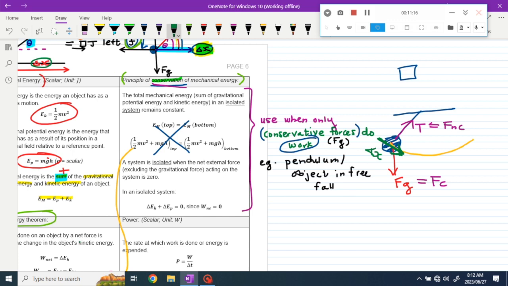Okay. Now looking at this displacement and looking at the tension force, what is the angle between them? 90 degrees. The angle here is 90 degrees. And when a force acts at 90 degrees to the displacement, how much work does it do? Zero. So the reason why in this case we can use the principle of conservation of mechanical energy is because there is only one force doing work, and that force is a conservative force. It is the gravitational force.